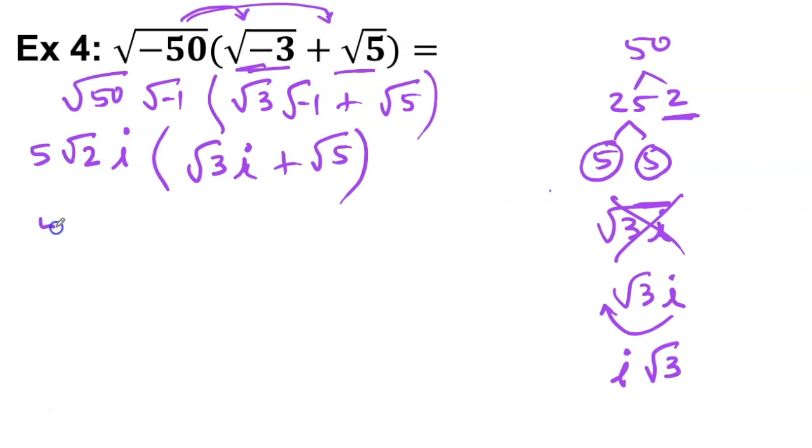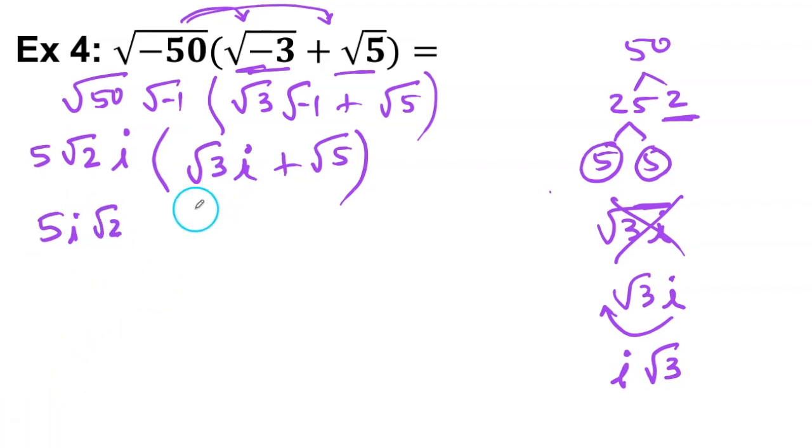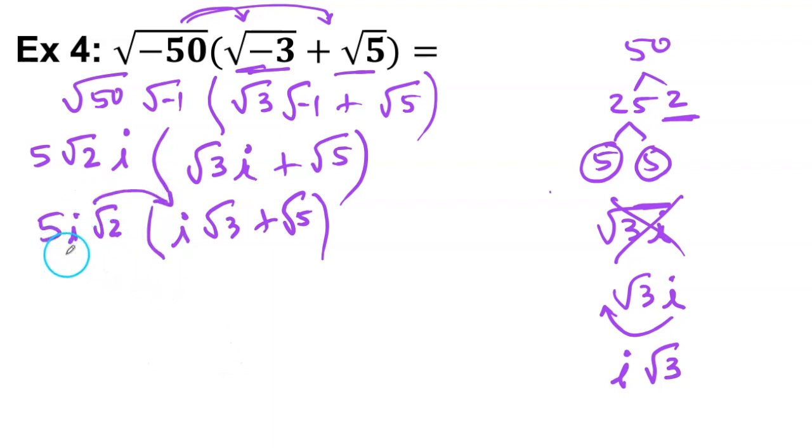All right, so let's organize this thing. So I have 5i square root 2 times, and let's put the i in the beginning, and let's put the square root of 3. Okay, so this is the distributive property. So 5i times i, technically you have a 1 right there, 1i, right? So 5 times 1 is 5, i times i is i squared, and now square root 2 times square root 3, right? Outside with outside, inside with inside. That's going to give me square root 6.